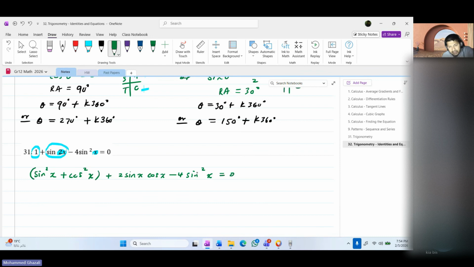Now we can make a quadratic, right? So how are we going to make a quadratic? Let's bring the minus 4 sine squared x right in the front. Now remember, minus 4 sine squared x plus sine squared x is minus 3 sine squared x.